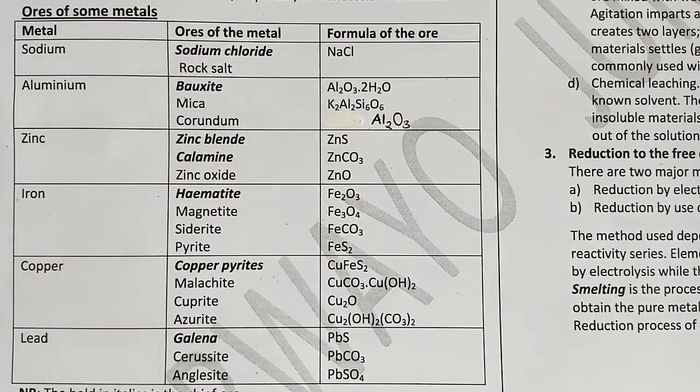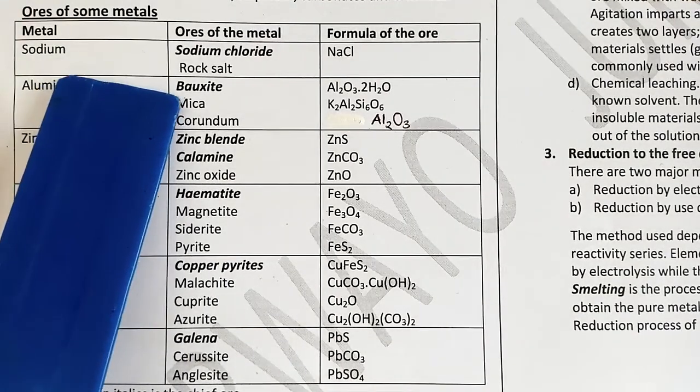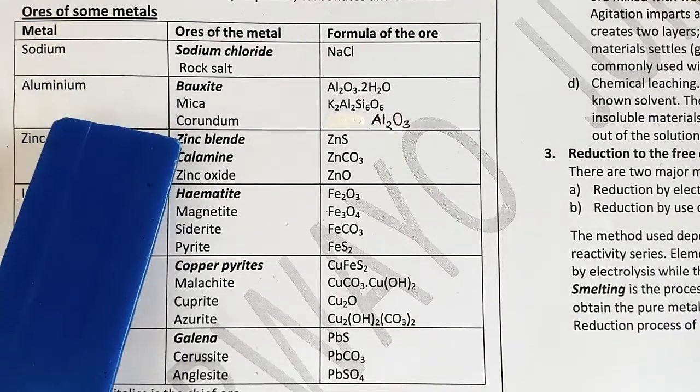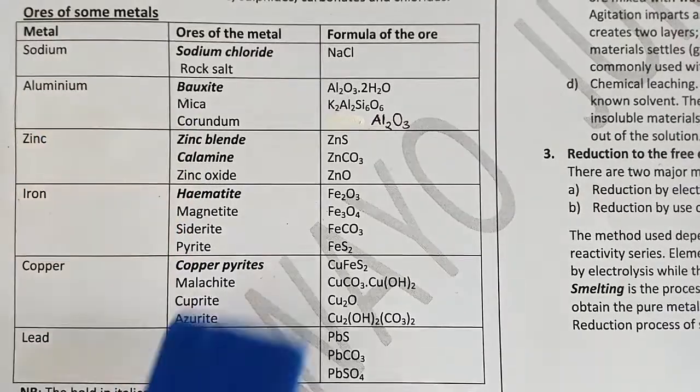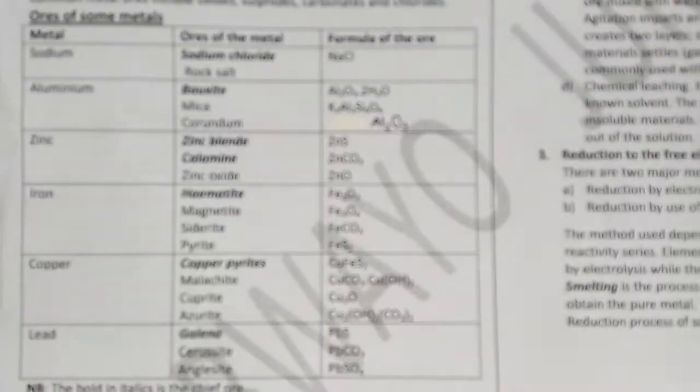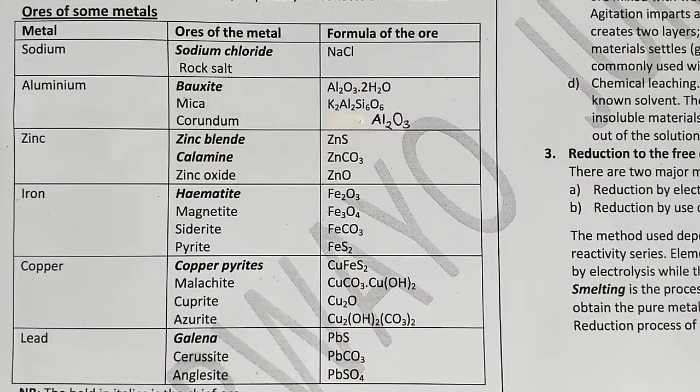The other name, or the commercial name, is rock salt. The formula there is sodium chloride. For aluminium, we have 3 ores. We have bauxite, which is the chief ore. We have mica and corundum. Their respective formulae are as shown there.